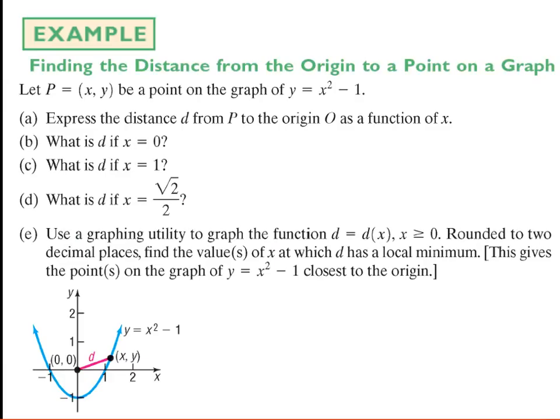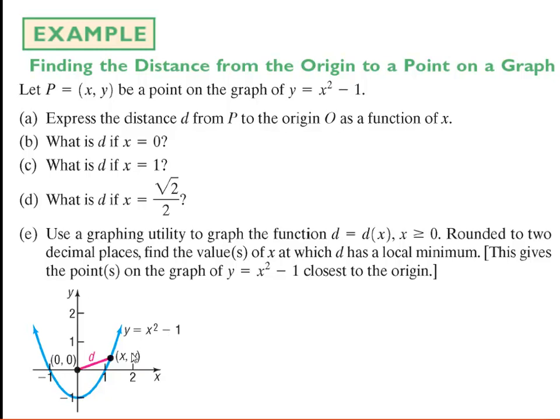All right, so let's start off and look at a first example. In this first example, we're going to be finding the distance from the origin to a point on a graph. In this particular case, the graph that we're looking at is y equals x squared minus 1. We can see that being graphed down here. Here's the parabola y equals x squared, shifted down 1 unit.